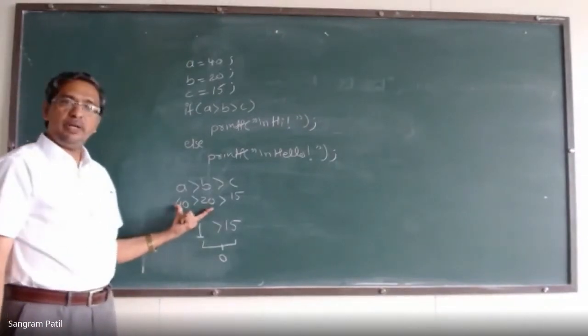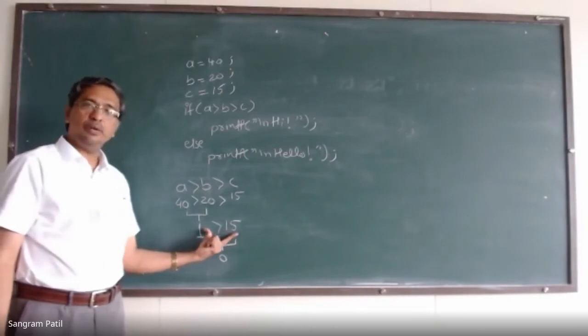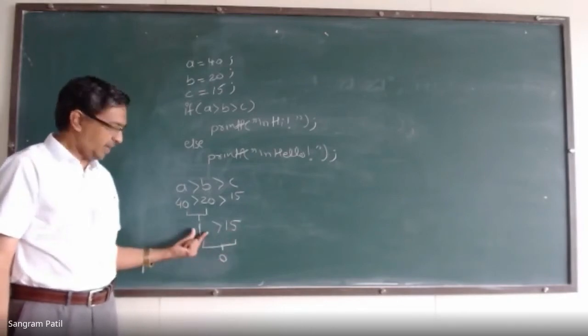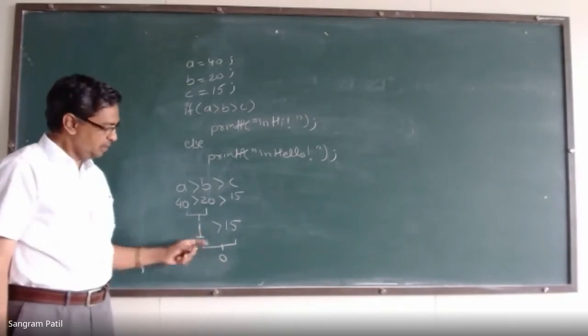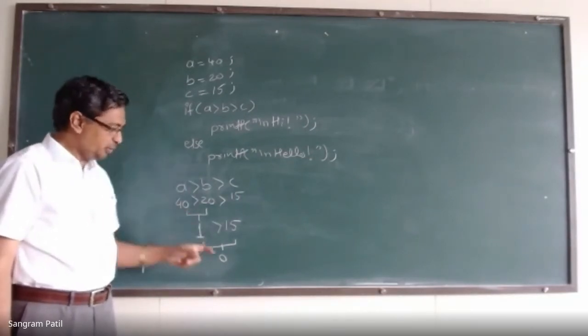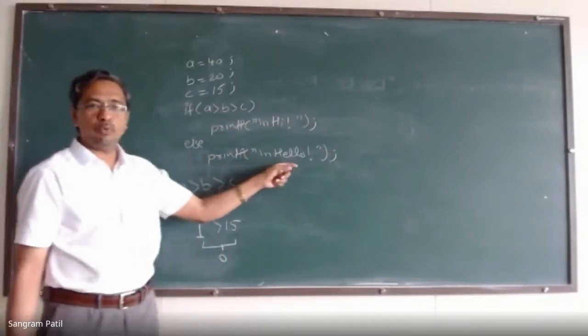Forty is greater than 20? Yes. So this will return 1. 1 is greater than 15? No. So this will return 0. Sorry, earlier I had written 0, that was a mistake. This is 1. So 1 is greater than 15? No. So this will return 0. And when it becomes 0, it will come here.